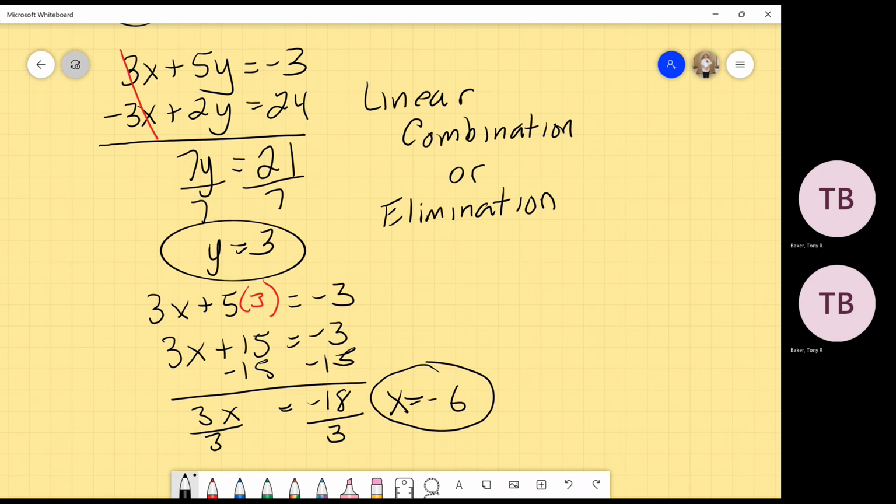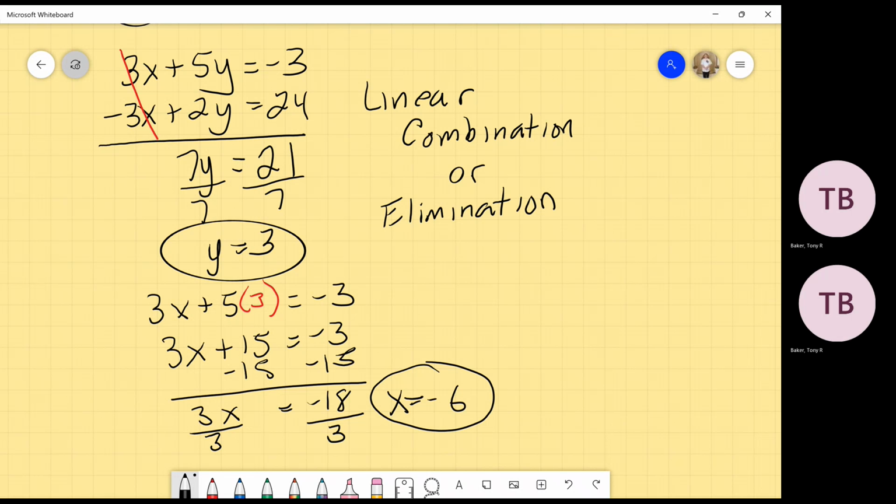The same rule is true about this one. You can always use the other equation that you didn't use to check it and see if it works. So we can plug the 3 and the negative 6 into the other equation to see if it works. That's the linear, that's elimination.